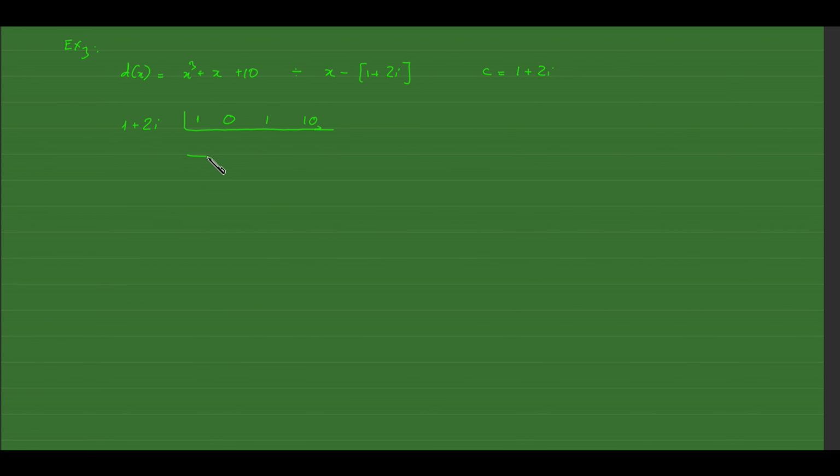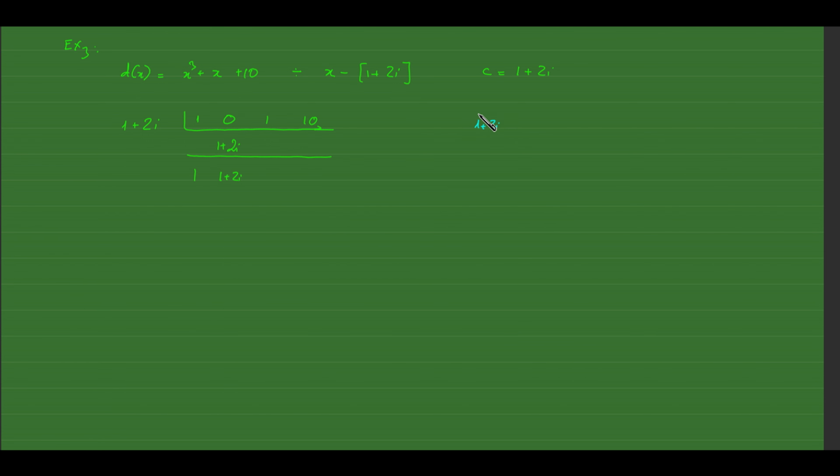Again, first of all, you go ahead and drop down the number 1. Then you multiply: 1 plus 2i times 1 is 1 plus 2i. Then you add them up, which gives you 1 plus 2i. Then 1 plus 2i times 1 plus 2i. Maybe some of you have a hard time doing that. You can work on the side.